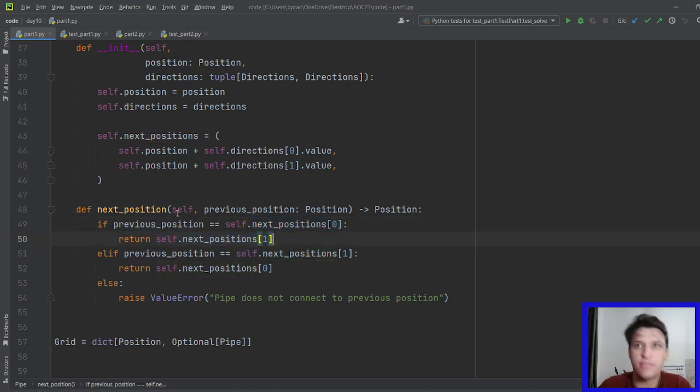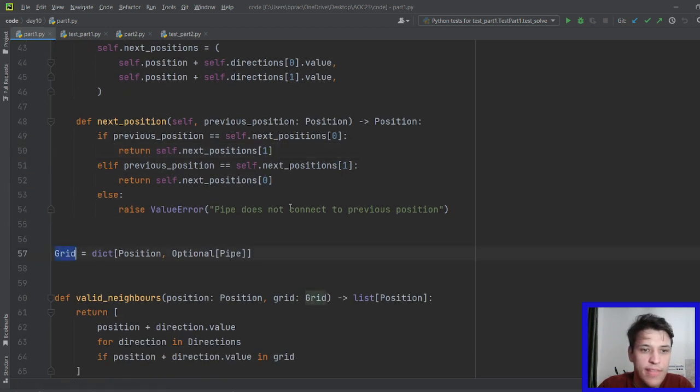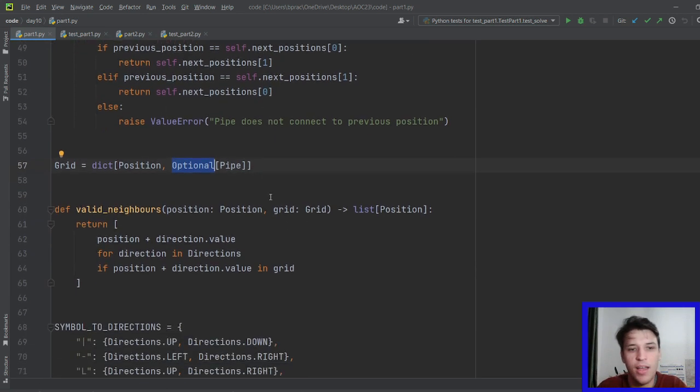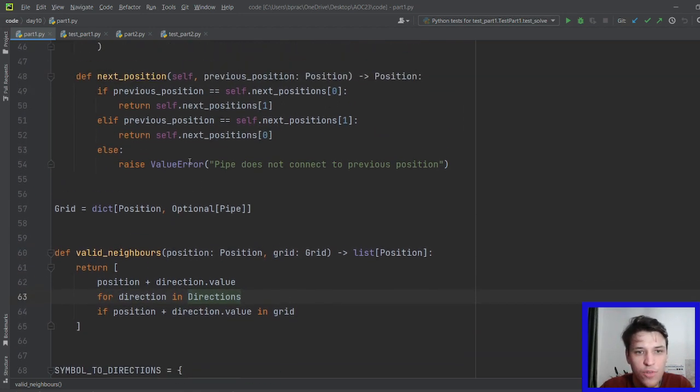And that's it. So then our grid will be a dictionary which maps each position either to a pipe or to None if there's no pipe at a particular position. And what we also want to know, as in the previous puzzle, is the valid neighbors of a particular position in the grid. For that, we just go through all the four directions and add the value of this direction to the position. But we only do that if the new position is in the keys of the grid. Okay, so that's the setup for the problem.